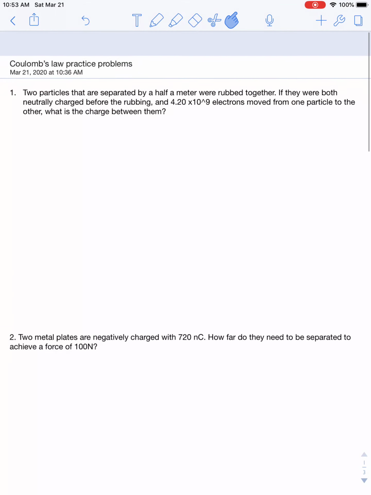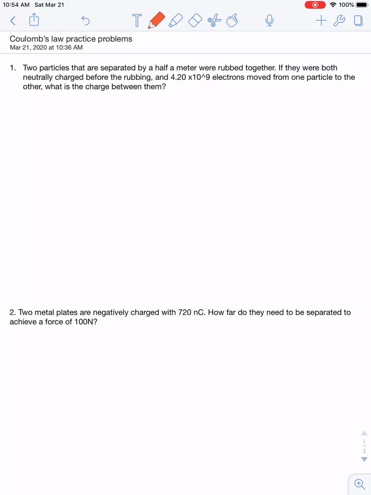Okay, so we have 4 problems here. We'll start with the first one. We have 2 particles that are separated by a half meter that were rubbed together. They were both neutrally charged before the rubbing. And then we have 4.20 times 10 to the 9th power number of electrons moved from one particle to the other particle. So what is the charge between them?